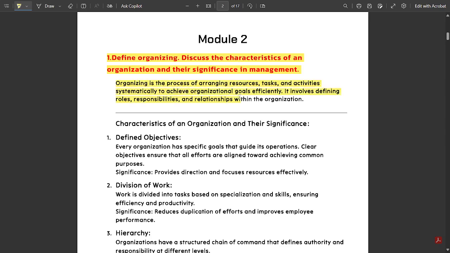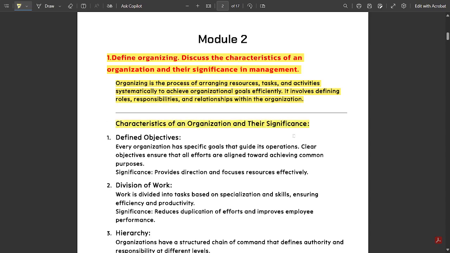The first question is: define organizing, discuss the characteristics of an organization and their significance in management. Organizing is the process of arranging resources, tasks, and activities systematically to achieve organizational goals efficiently. It involves defining roles, responsibilities, and relationships within the organization. So this is basically the definition of organizing. Organizing means, in general, if you are organizing any function, what are all the resources and what are all the tasks which you need to implement during the organization.